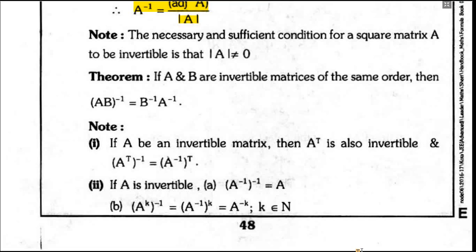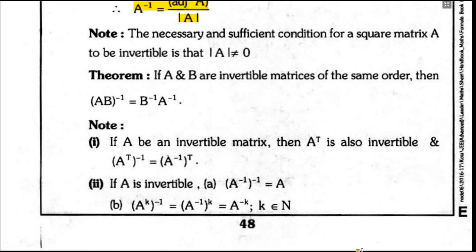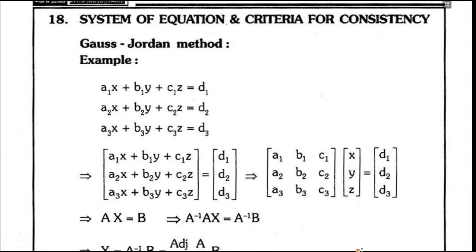The inverse of A to the power K is equal to A inverse to the power K, which is A to the power minus K, where K belongs to natural numbers. Next, system of equations and criteria for consistency. This is the Gauss-Jordan method, which means solving the system of equations in matrix form with the help of inverse and adjoint. So this is the so-called famous Gauss-Jordan method.